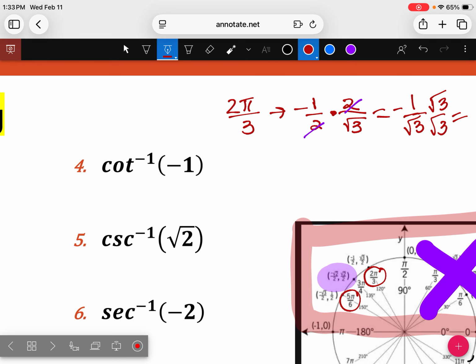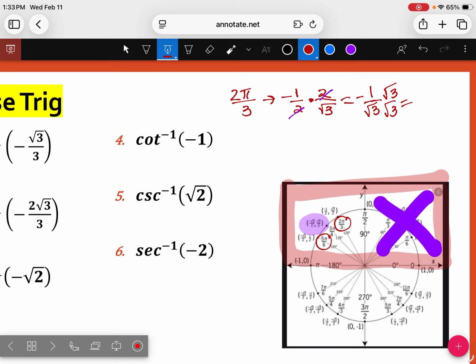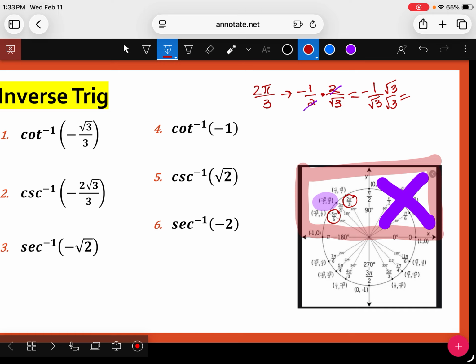So again, we know we're in quadrant 2 because it is negative. There's only 3 choices: 2 pi over 3, 3 pi over 4, or 5 pi over 6. We know it's not 3 pi over 4, because that is going to be -1. So it has to be 2 pi over 3 or 5 pi over 6. Divide it to see which one is going to give you -√3 over 3, and that would be 2 pi over 3. It worked. So my answer to number 1 is 2 pi over 3.